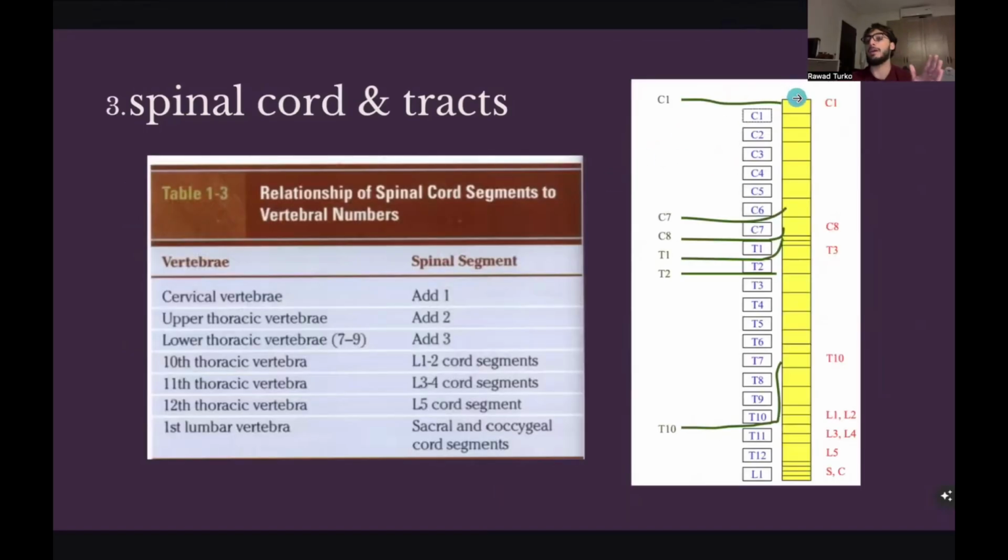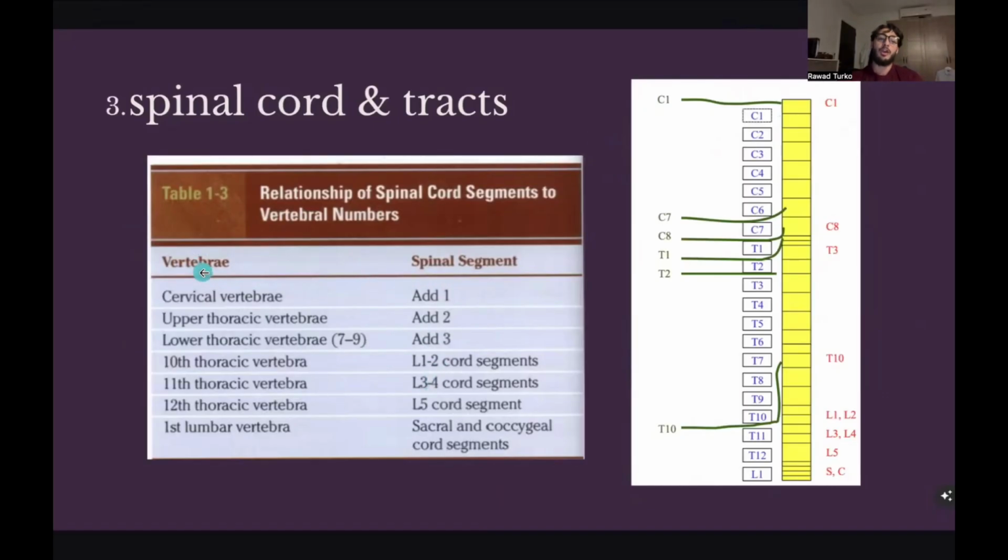Again, we mentioned that the spinal cord is a bit shorter than the vertebral column. That means we can't look at, for example, T12 and say that at T12 we have the spinal nerve root from T12 exiting. No, because the cord is a lot shorter. So this is just a table for you to make your calculations.